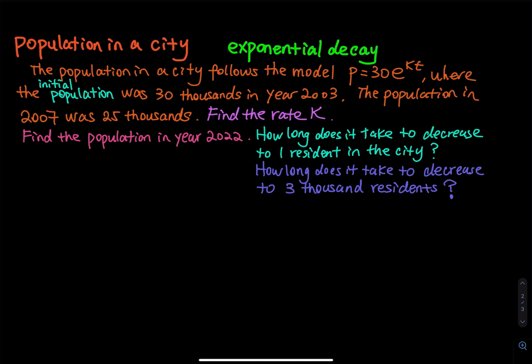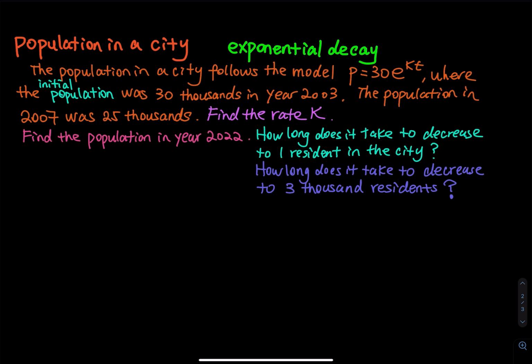The population in 2007 was 25,000. The first step is I would like to find the rate k. This rate k is different in every single problem. Sometimes you are talking about population in a city where the population is increasing, then k is exponential growth. But this problem I would like to do an exponential decay, so the rate k should be negative. All right, so back to the population model. The initial year was 2003, and the initial population was 30.